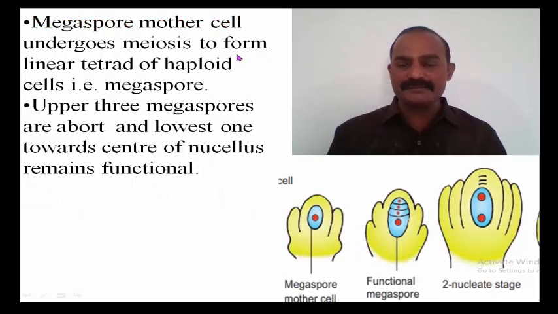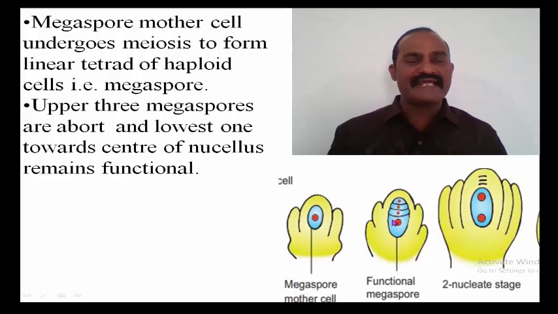Now this megaspore mother cell undergoes meiosis, and when meiosis takes place, we know 4 cells are formed. These 4 cells produced from meiosis of the megaspore mother cell are in a straight line, and that's why they are called a linear tetrad of haploid megaspores. So this is the inline, or we can say linear tetrad of megaspores.